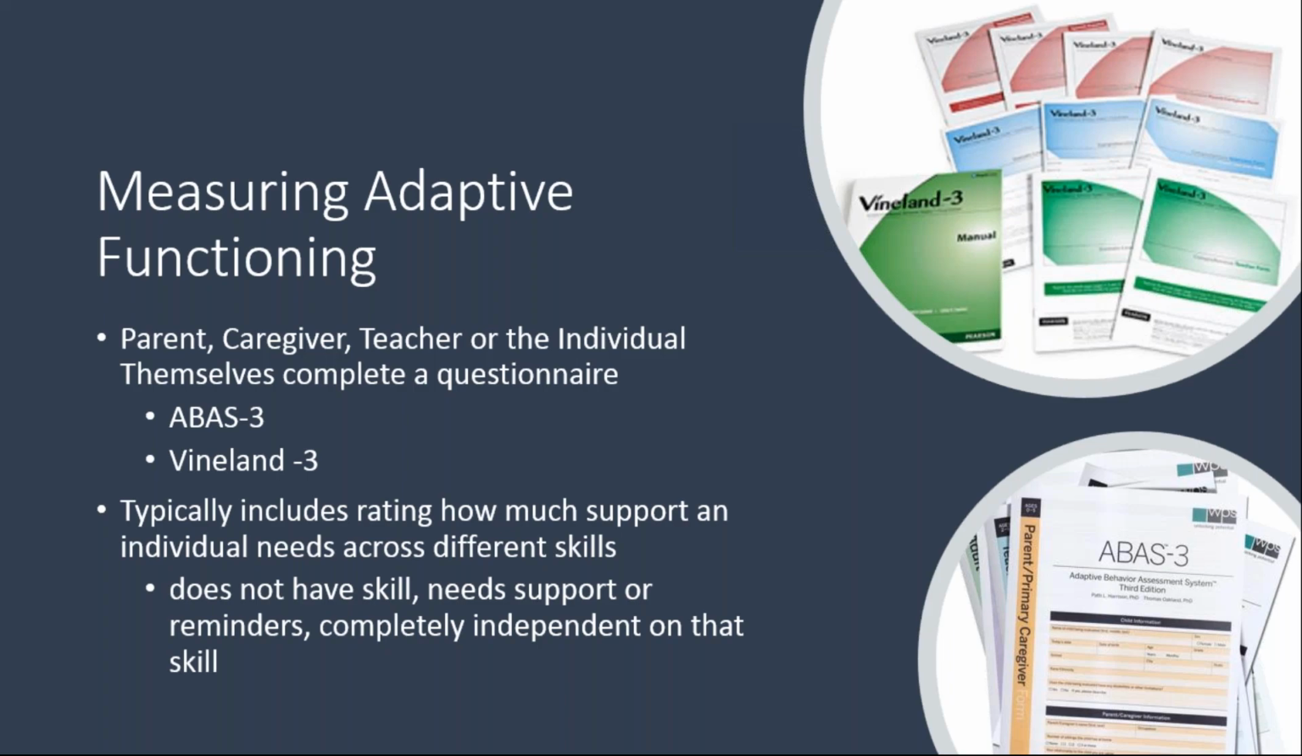But we also typically tend to use some sort of questionnaire. And on a questionnaire, usually what's happening is a parent, a caregiver, or a teacher is answering questions about lots of different areas of functioning. And they're rating, does the individual not have this skill yet? Do they have the skill, but they need support or reminders to complete the skill? Are they completely independent on that skill? And there's two examples listed here of different questionnaires that exist. One is called the Vineland, one is called the ABAS, but they're both pretty similar.